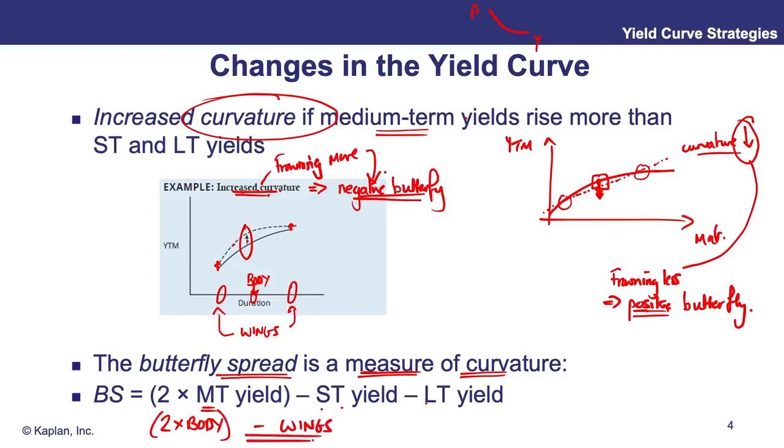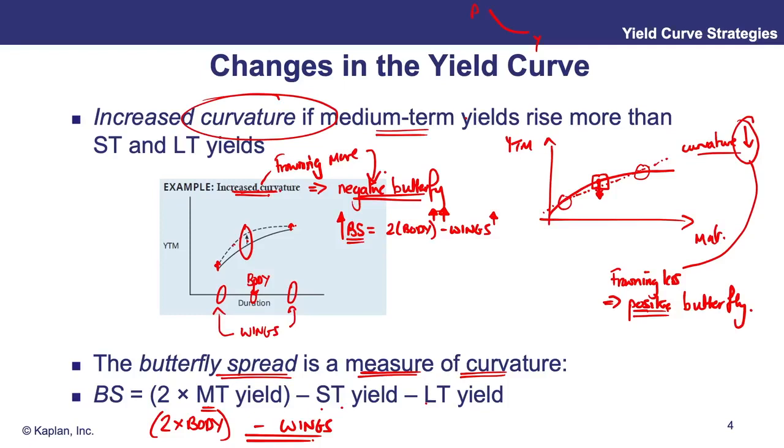Now, I want you to think about what the butterfly spread will do in this case where we have increased curvature. Intermediate rates are going up. If you think about the butterfly spread, it's 2 lots of the body minus the wings. What have we got here? We've got intermediate rates, the body, going up, and in this particular case, outperforming the wings. They're not doing so well. So what's going to happen to this butterfly spread? This butterfly spread's going to go up, okay?